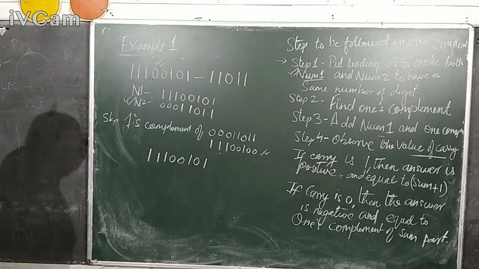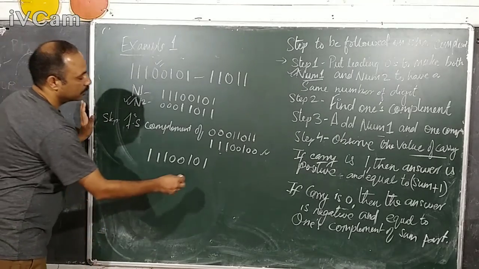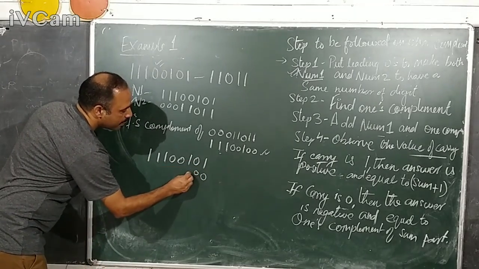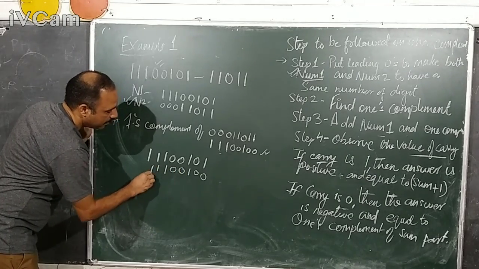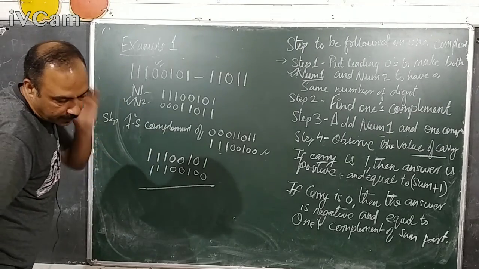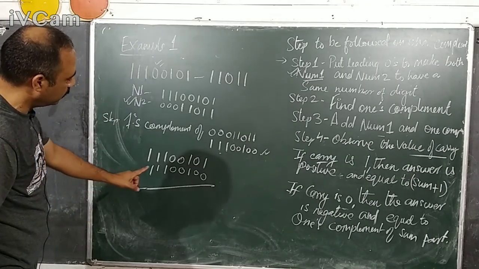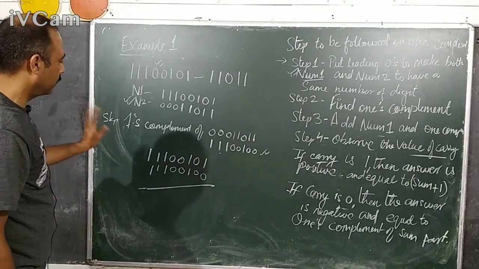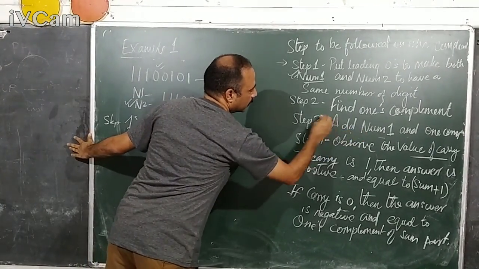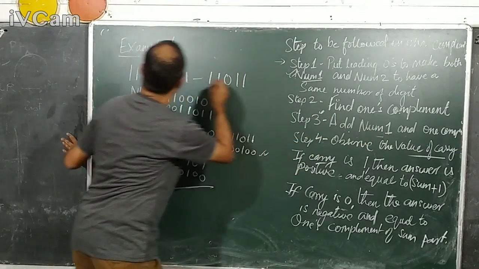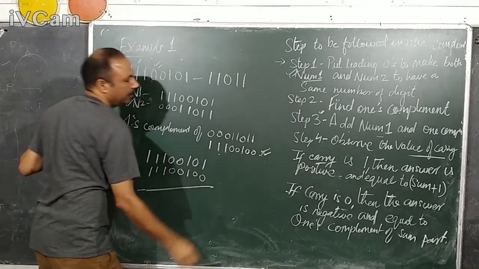I hope you have understood the rule of binary addition I gave in the last class. Just following that rule, we need to add 1 1 1 0 0 1 0 1 and 1 1 1 0 0 1 0 0. In the third step, we add the first number and the one's complement which we found.